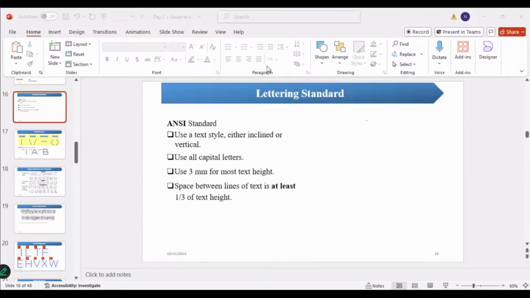Okay, let's continue. So this is the lettering standard. The ANSI standard is the common one. We use text either inclined or vertical. Inclined කියන්නේ italic විදිහට ඇදට ලියන්න පුළුවන්. එහෙම නැත්නම් vertical, කෙලින්ම සිරස් විදිහට ලියන්න පුළුවන්. And you have to use all capital letters.